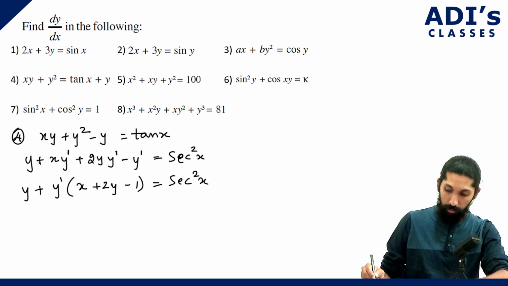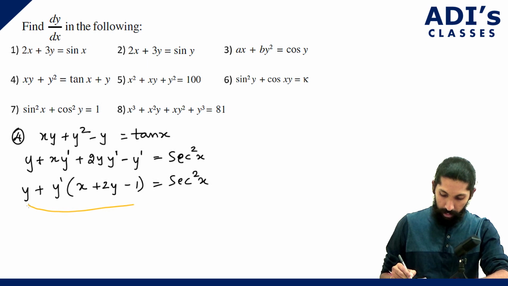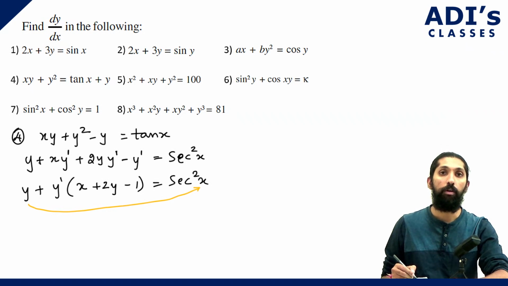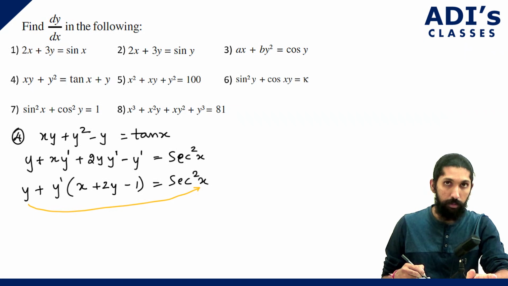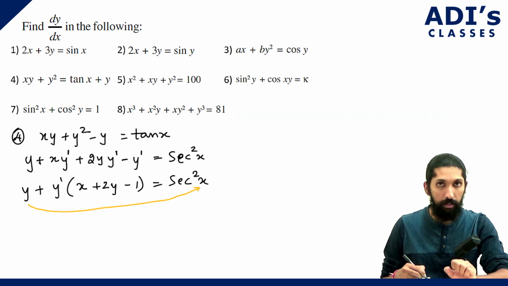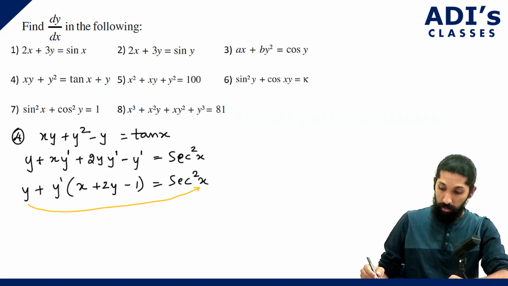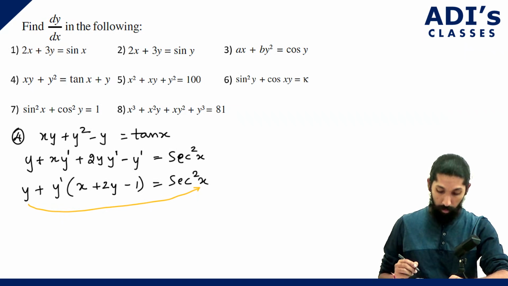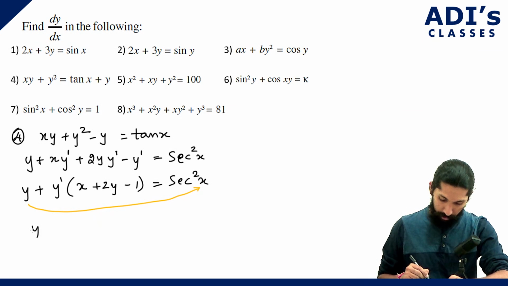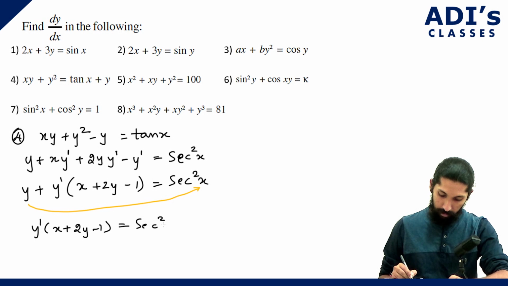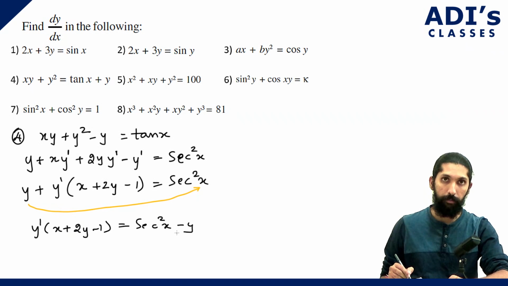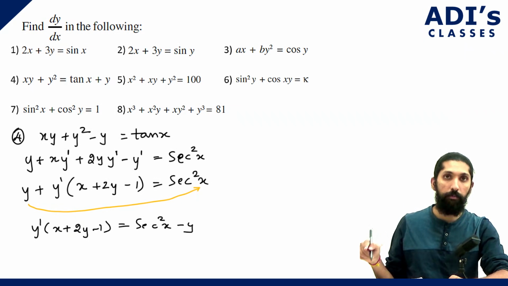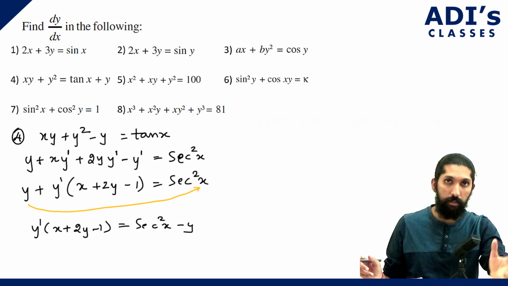First, what you do is you can take this y dash this side. Do not just divide by x plus 2y minus 1. Guys, mathematically that's incorrect. First, take the y that side. So you will have y dash into x plus 2y minus 1 is secant square x minus y. Now you can divide because y dash is isolated, isn't it?